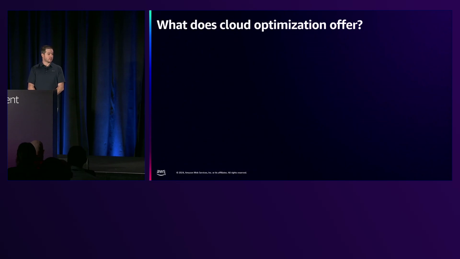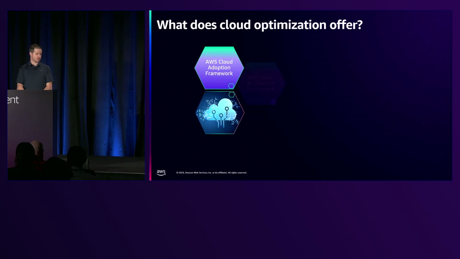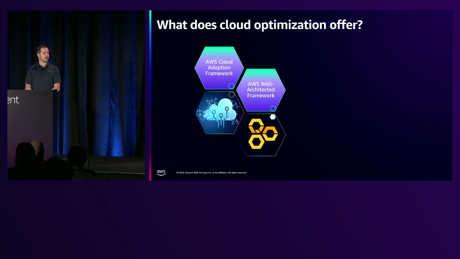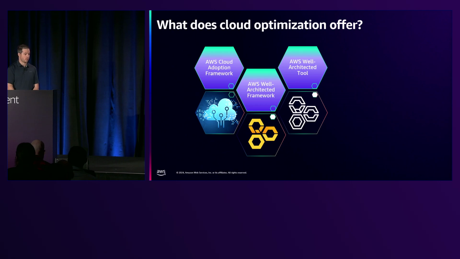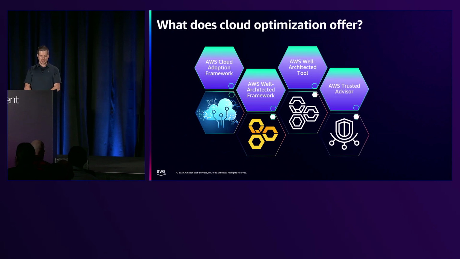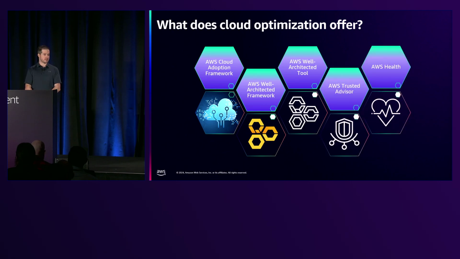The team that I'm in, Cloud Optimization, well, what do we offer and what will we cover today? We have two frameworks. So one of them is the Cloud Optimization Framework. The other is the Well-Architected Framework. Most of what I will talk about will be foundational guidance that comes from these two frameworks. We also have a couple of tools. So we've got the Well-Architected Tool, the Trusted Advisor Tool, and the AWS Health set of tools. One of our speakers will take you through some of those tools and how you can use them.